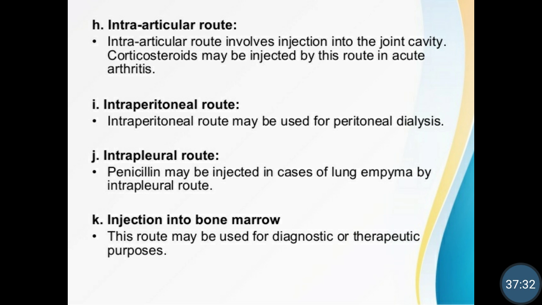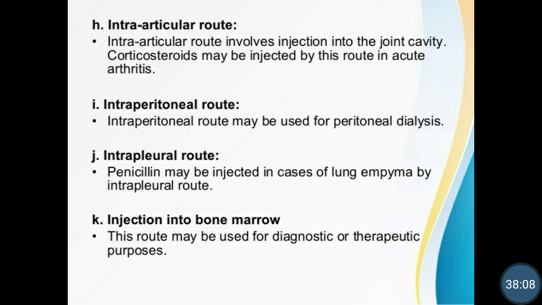The next one is the intra-articular route. These injections are given in the liquid that lubricates the articulating ends of the bone in the joint. Okay. Intra-articular injections are given at the joints of bones. Some corticosteroid drugs are administered by the intra-articular route in the acute arthritis treatment.